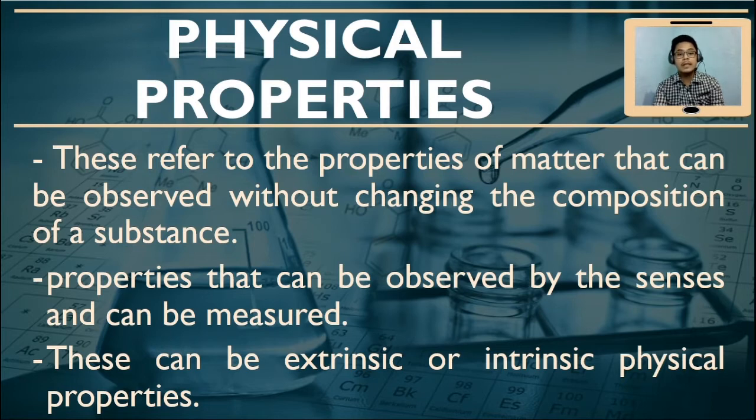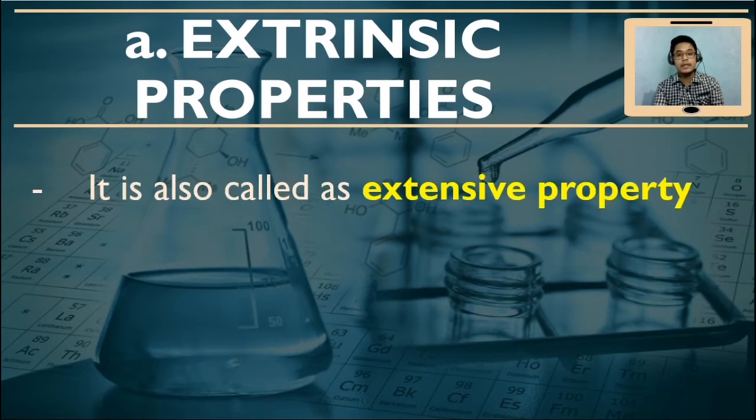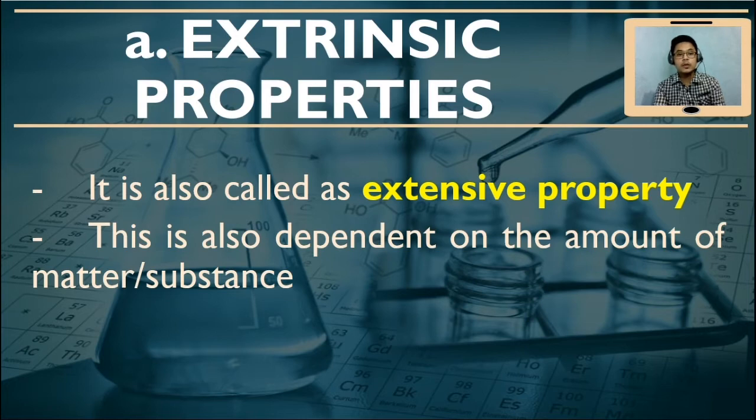And now, let's have the first type of the physical properties, which is all about the extrinsic properties or extrinsic physical properties of matter. So extrinsic properties is also called as the extensive property. So from the word external, properties of matter. So it is also known to be dependent on the amount of matter or substance that is present on a specific material or substance itself.